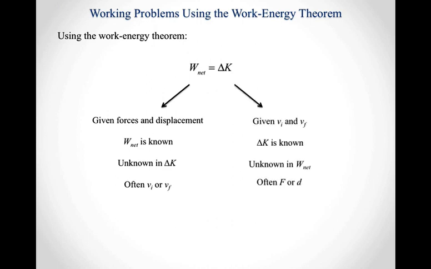Or the other option is you're going to be given those final and initial speeds, which means that your change in kinetic energy is a known quantity. In this case, that means the unknown has to be sitting on the net work side of the equation, and it's often going to be the magnitude of a force or some distance that your object moves through.